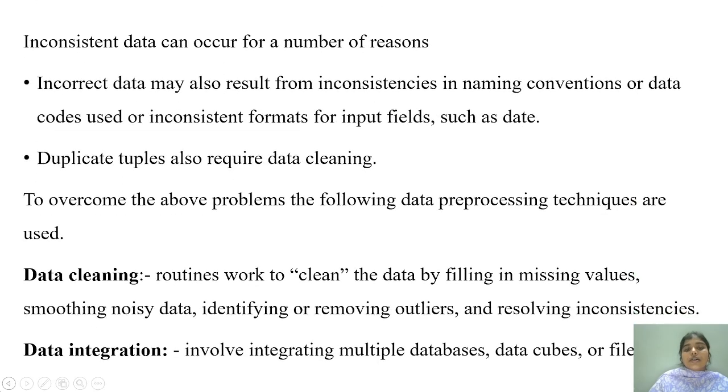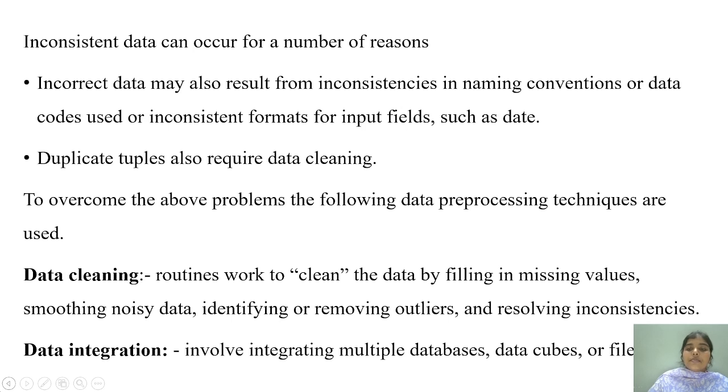Inconsistent data could also be formed because of naming conventions, like we have discussed with birth date notation, or some may follow last name first name format, or some may follow first name last name format. Because of the differences in these naming conventions, inconsistent data can occur. So we need to work on this inconsistent, noisy, incomplete data in order to pre-process the data and bring it into a consistent format.